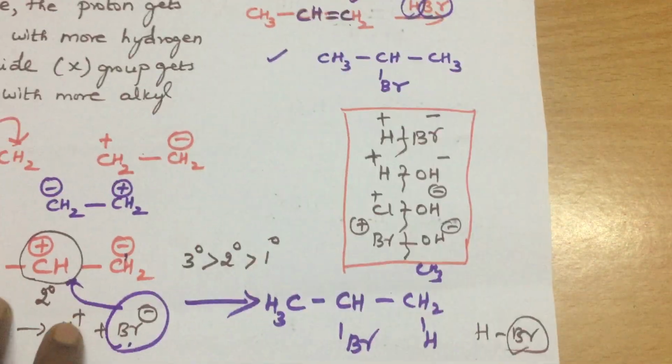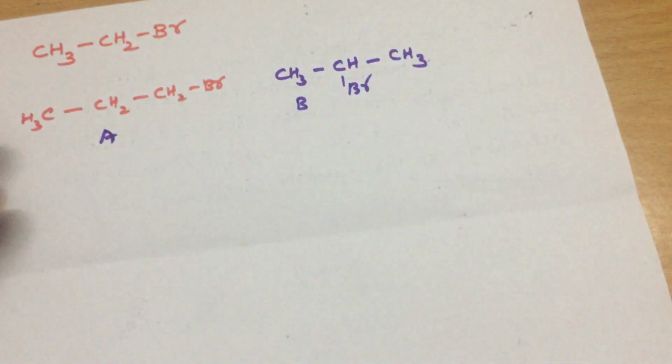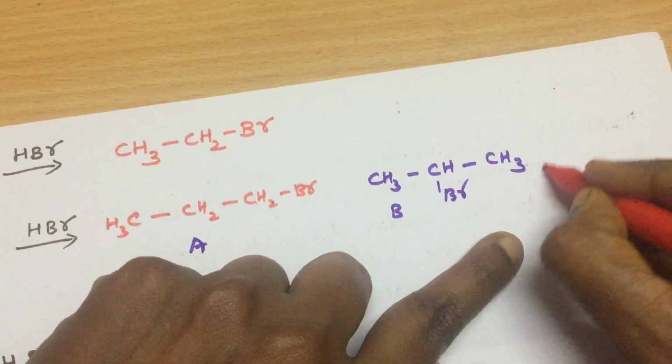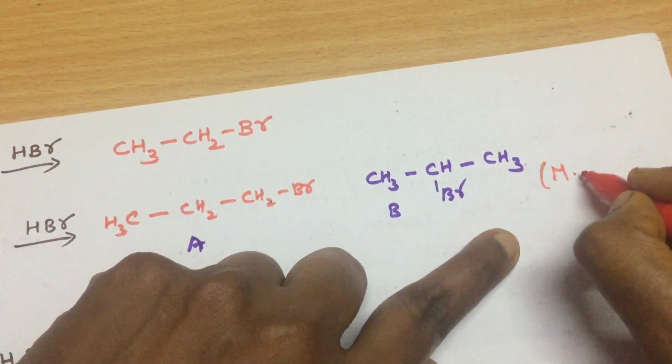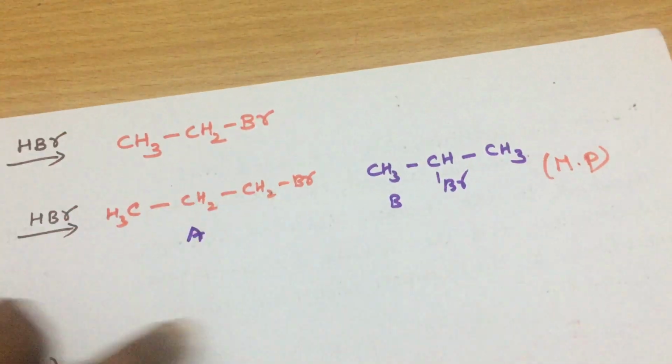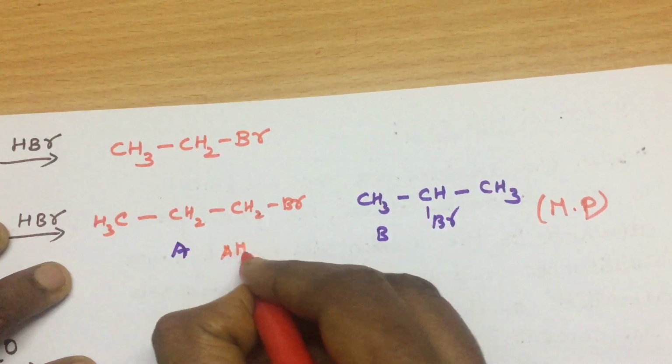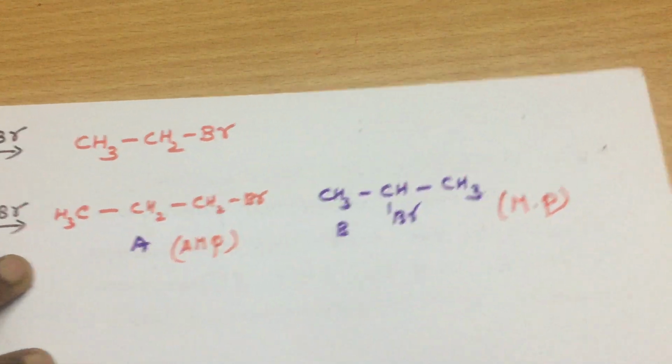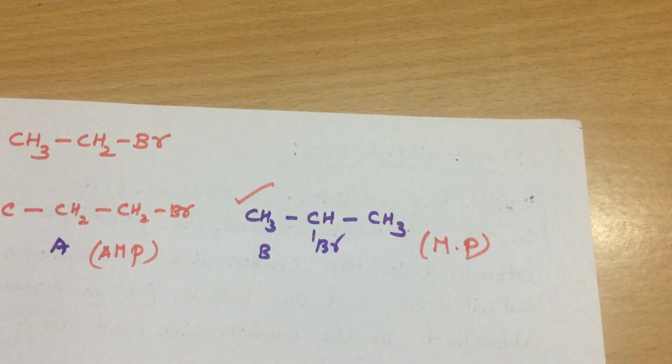Now getting into this, which product will you get? This is known as Markovnikov's product, MP, shortly, and this is the anti-Markovnikov's product. So which one will be formed? This one will be formed.